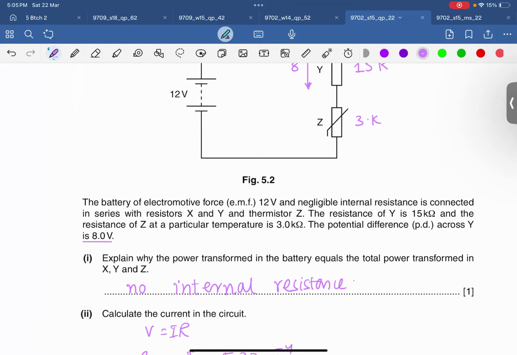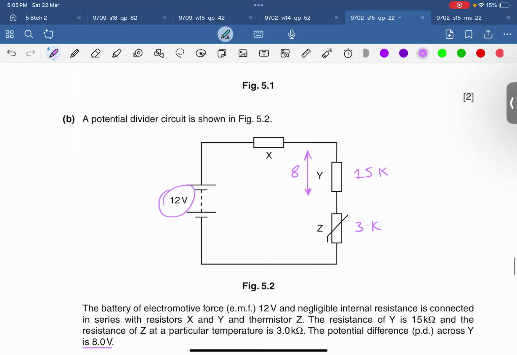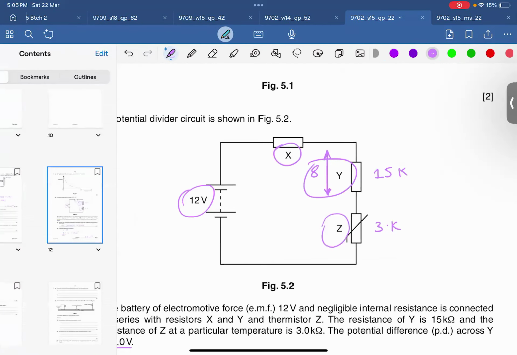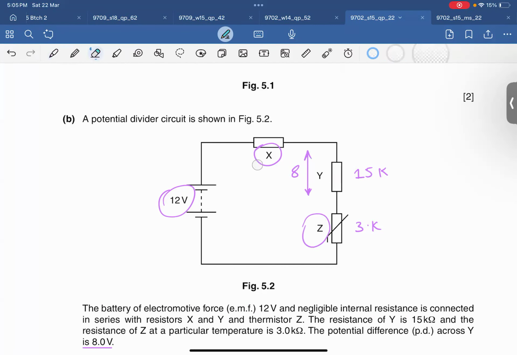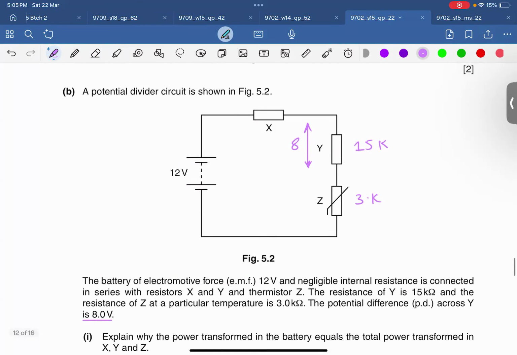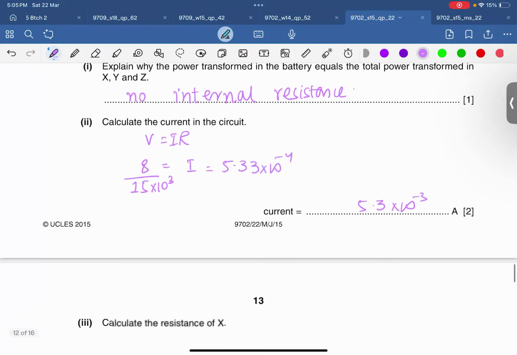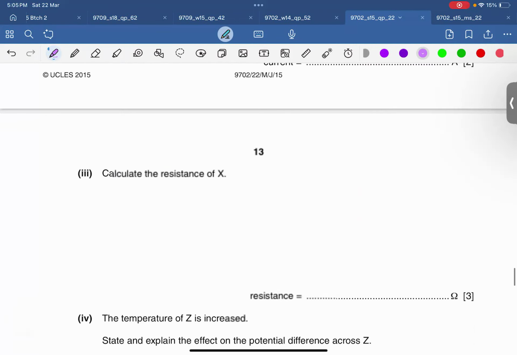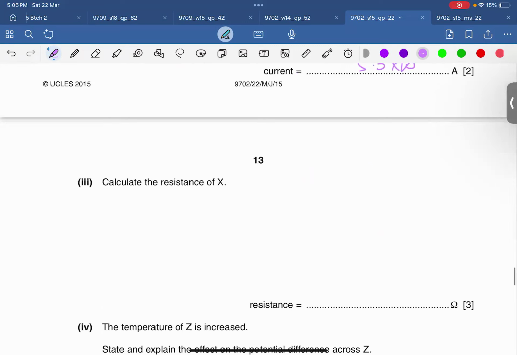So out of 12, 8 is dropped across this Y, and the remaining 4 will combinedly drop across these two resistors, right? And obviously the 8 will remain the same, whatever is dropping will stay the same, it will not vary further. Yes, it varies when the resistance of Z varies, okay? But for now, we are just working at 3K resistance. So find the resistance of X.